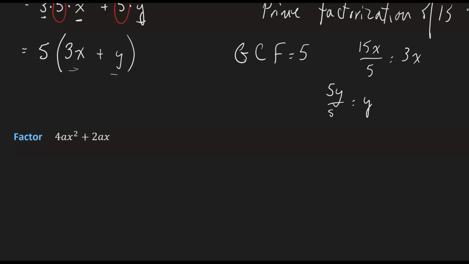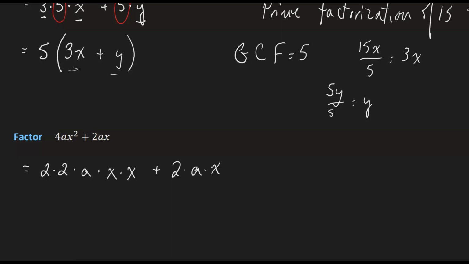Okay, so we use a prime factorization of each of the terms. Looking at just the first term there, 4ax squared is made up of, well, I can factor 4 into 2 times 2, times a, times x squared, which is x times x. That's a prime factorization of 4ax squared. Plus 2 does not factor any further, times a times x.